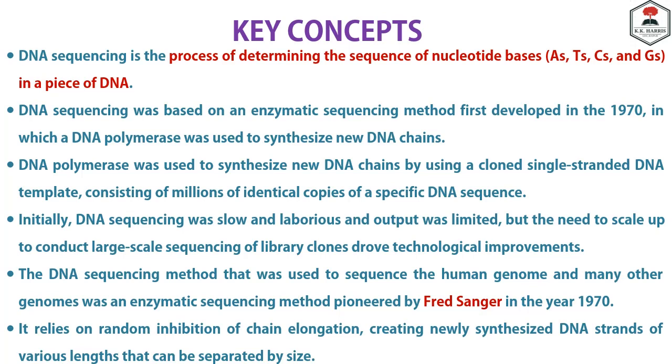Initially, DNA sequencing was slow and laborious and output was limited, but the need to scale up to conduct large-scale sequencing of library clones drove technological improvements. The DNA sequencing method that was used to sequence the human genome and many other genomes was an enzymatic sequencing method pioneered by Fred Sanger in the 1970s. It relies on random inhibition of chain elongation, creating newly synthesized DNA strands of various lengths that can be separated by size.